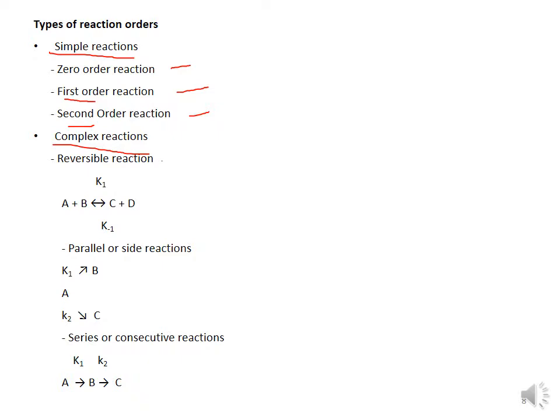Complex reactions are such as a reversible reaction, where we have forward and reverse steps. In case of parallel or side reaction, the degradation occurs through more than one pathway. This is the series or side parallel reactions. In series or consecutive reaction, we have more than one step, and it is usually common in radioactive decay.